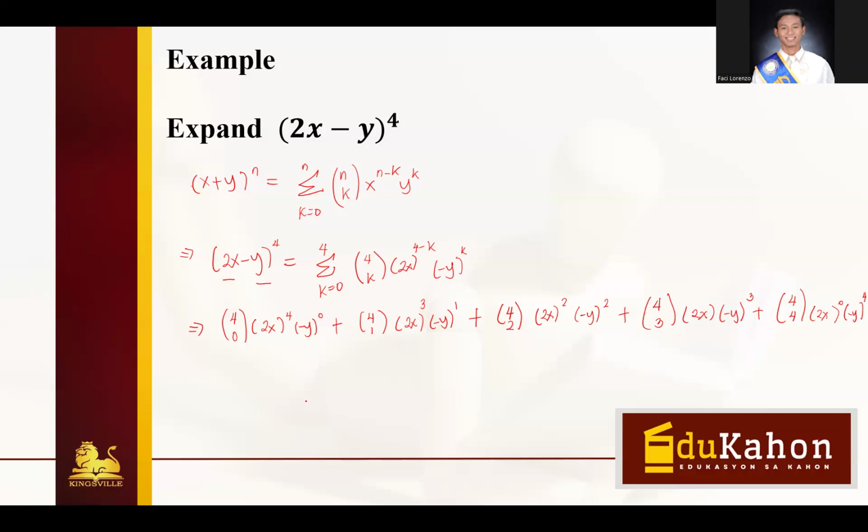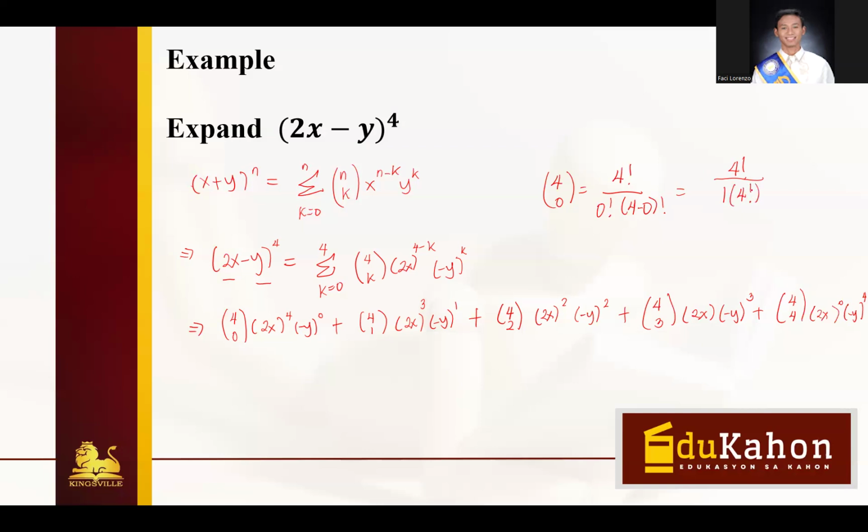Now, we know that the combination stands for the factorials. And 4 taken 0 is just equal to 4 factorial divided by 0 factorial times 4 minus 0 factorial. And if we try to simplify, we know that 0 factorial is just equal to 1, and 4 minus 0 is just equal to 4, and we have 4 factorial.